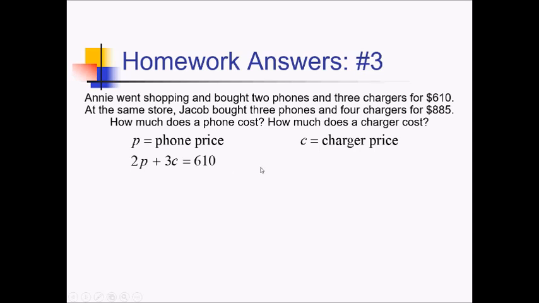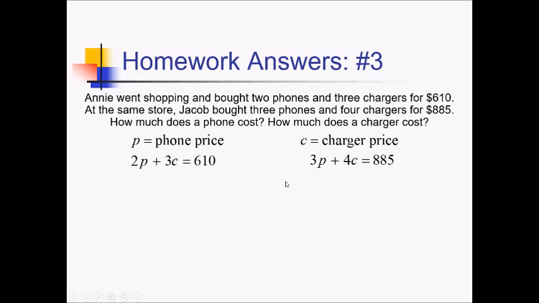And we'll do the same thing for Jacob's shopping trip here. We said 3 phones, so 3p, and 4 chargers, so plus 4c, had a value of $885, so equals $885. And at this point, we have to use substitution or elimination to solve this system of equations. So I would say elimination is probably going to work better here. With substitution, you're probably going to get some decimals or fractions involved, which makes things a little bit tougher.